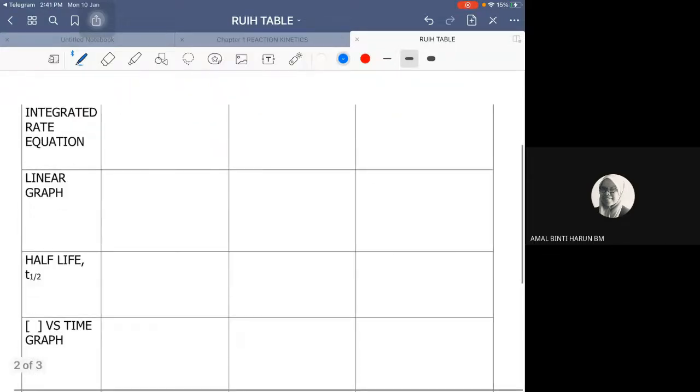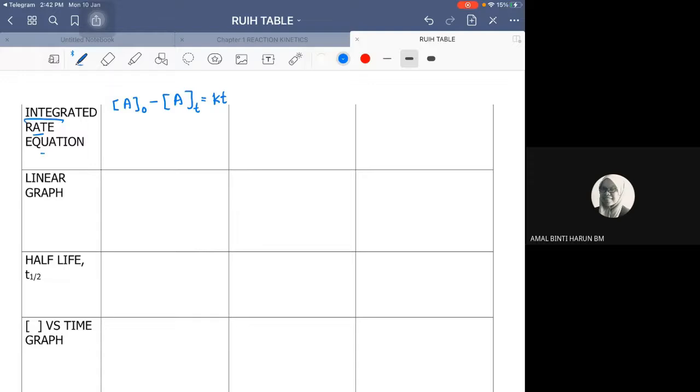Okay. Integrated rate equation. Daripada, okay, saya bagi tahu terus lah, you tak payah derive kan. Untuk zero order, the initial concentration, yang kosong kat bawah tu adalah initial concentration, tolak concentration A at certain time equal to KT. Okay. Ini formula integrated rate equation bagi zero order.